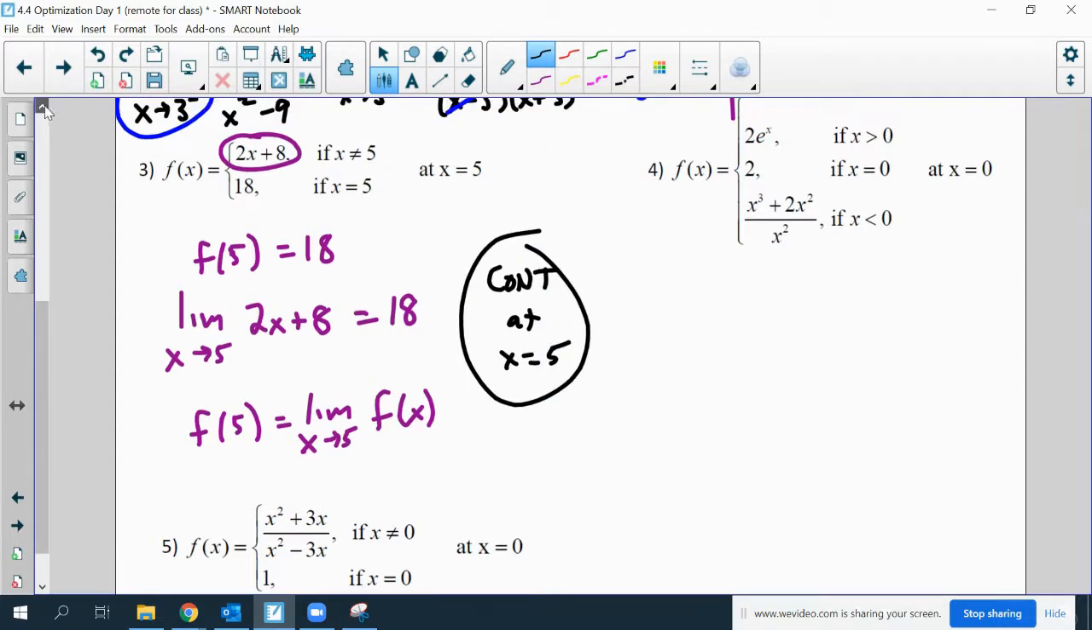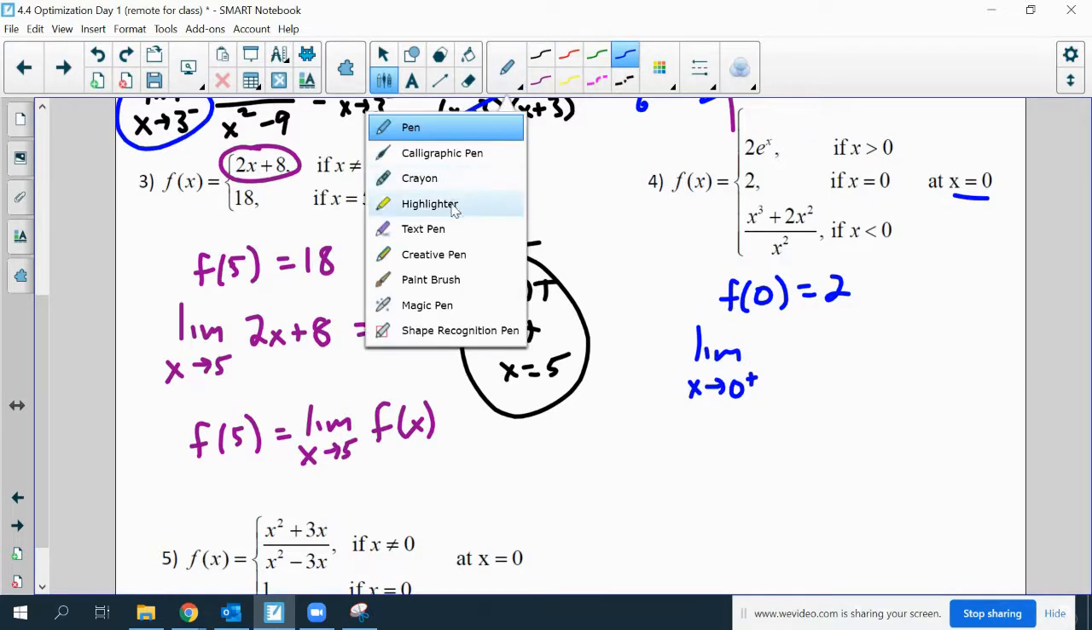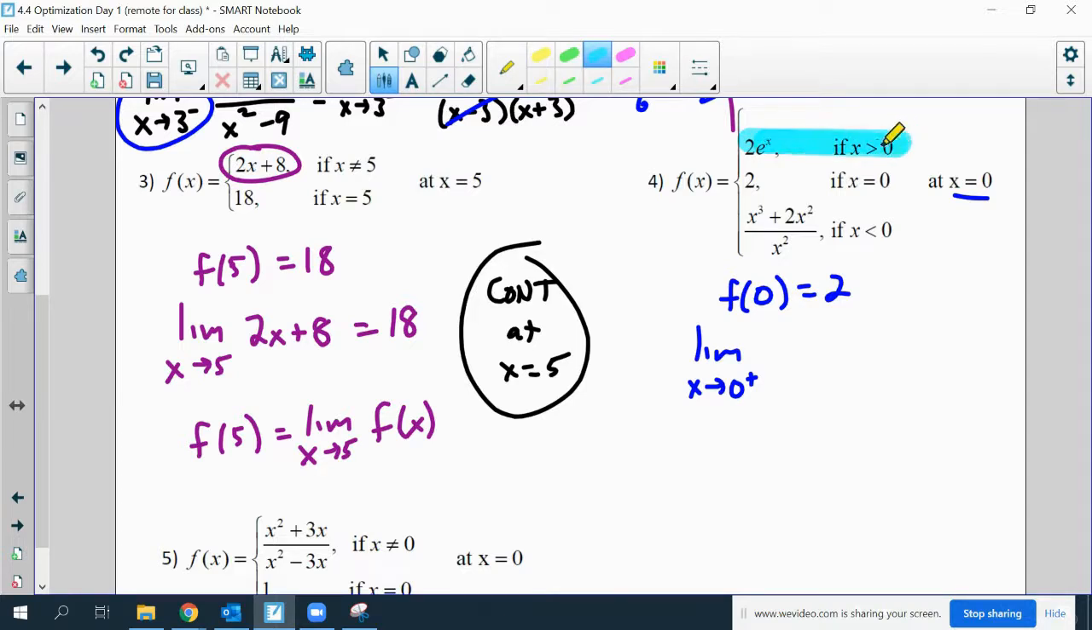Problem 4, it's a piecewise function. So the first thing I notice is that f of 0 is equal to 2. I'm determining this at 0. Now the limit as x approaches 0 from the right, that's going to be this one over here. So the limit of the function would be 2e to the x. This is also a direct substitution situation. So 2e to the 0. Remember, anything to the 0 power is 1, so 2 times 1 is 2.